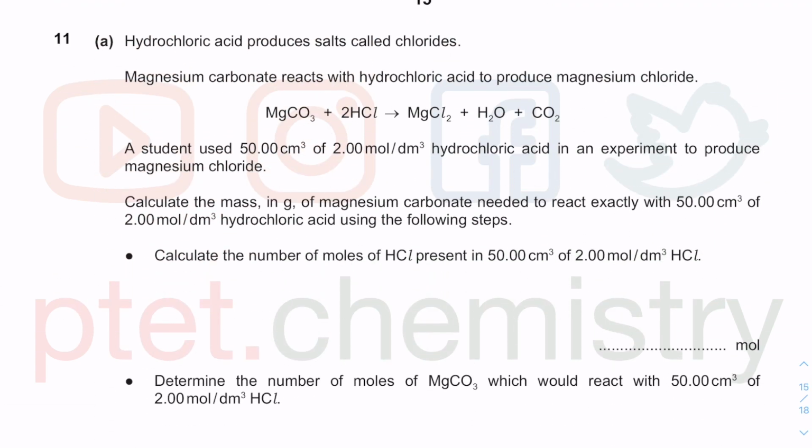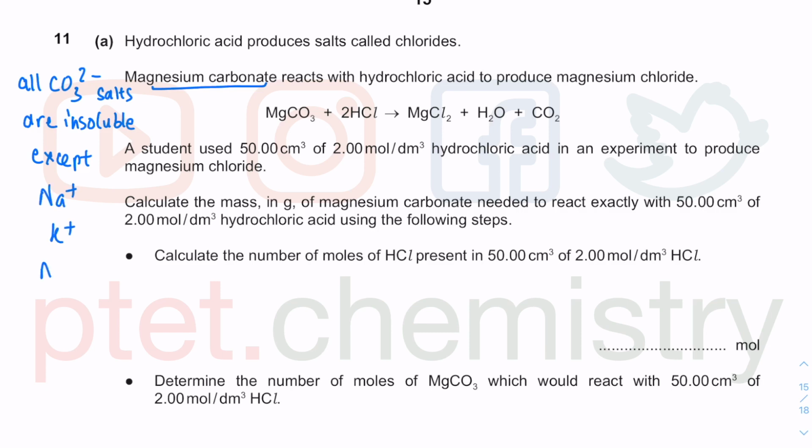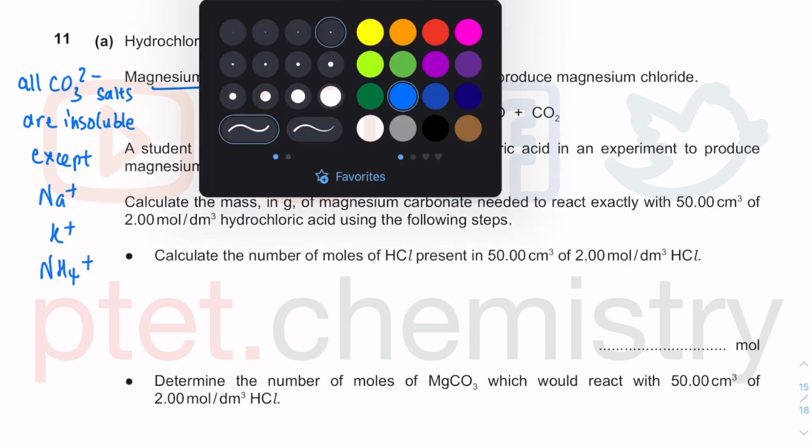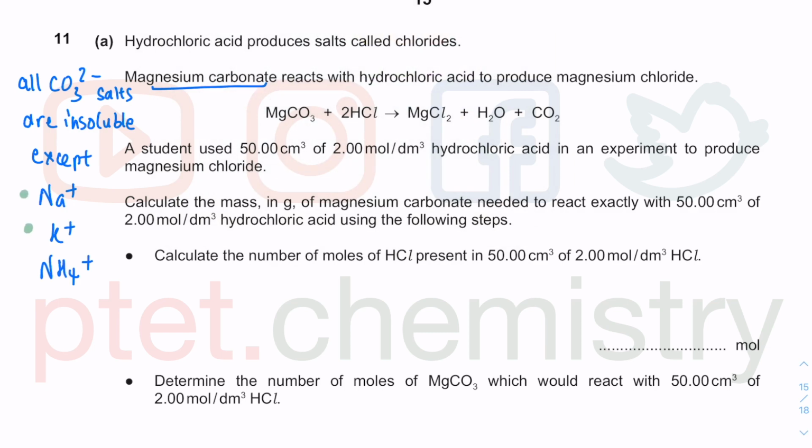In this question number 11, hydrochloric acid produces salts that you call chlorides. So you have magnesium carbonate. All carbonates are insoluble. So all carbonate salts are insoluble except for the 3 cations that make every salt soluble: Na+, K+, as well as NH4+. These are in the solubility rules of salts.